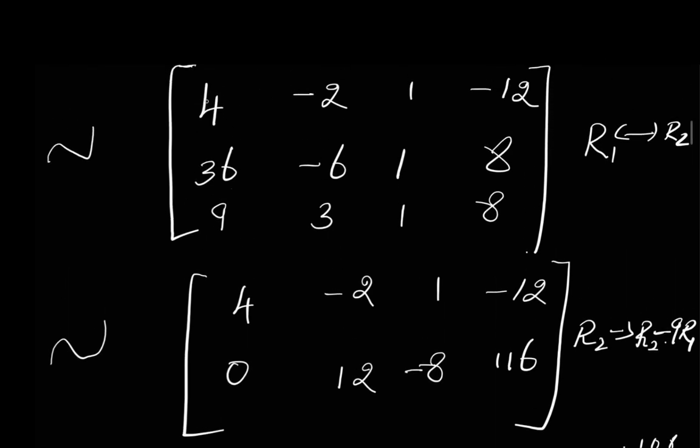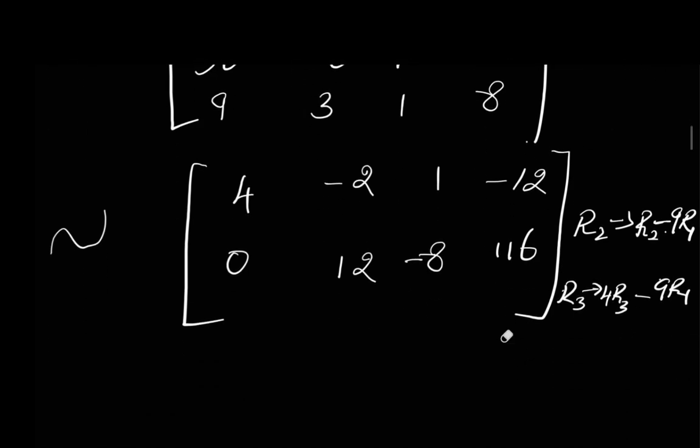Then same thing you see here, 9. Compare it with first row element 4. So here both must be the same number. In this case I multiply 4 by 9 and 9 by 4. In that case you will get the same number. So R3 is 4R3 minus 9R1. You subtract it from 4R3.